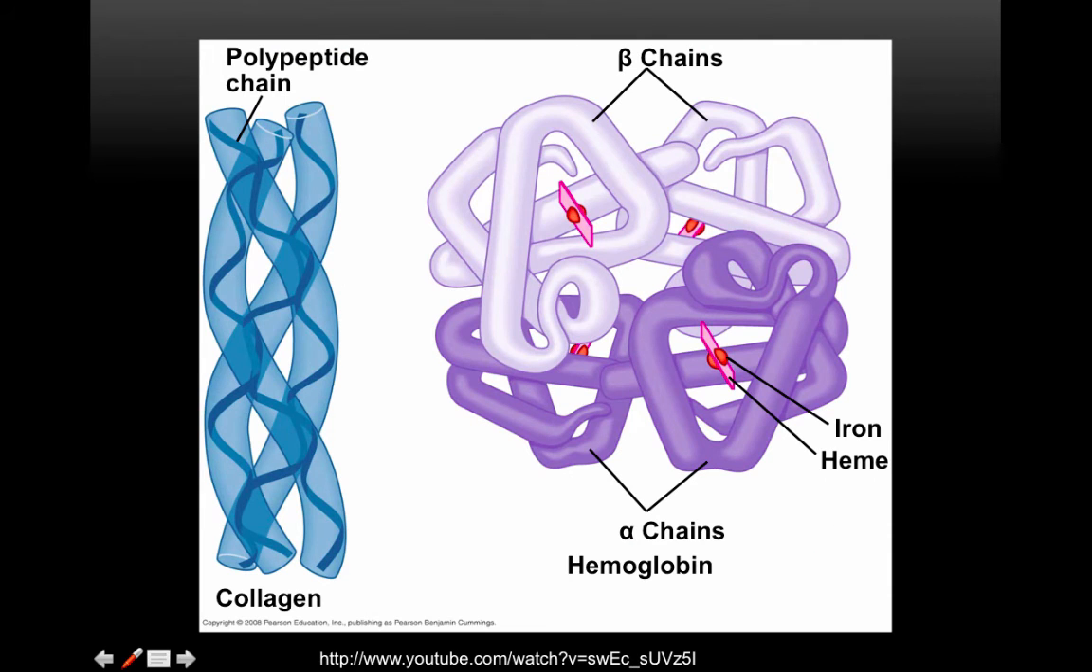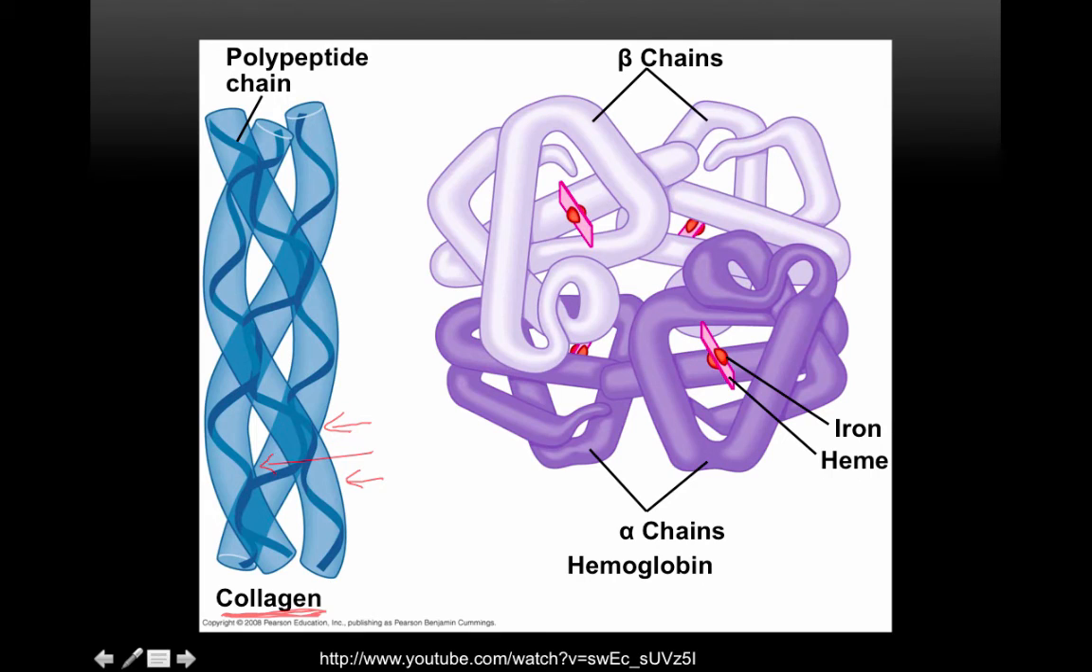As mentioned previously, some proteins exhibit a quaternary structure, where multiple polypeptides come together to form the functional protein. The first example on the left is collagen. Collagen is an important structural protein of connective tissue. Notice that collagen is formed from 3 identical polypeptides that are intertwined, and that results in a very strong protein.